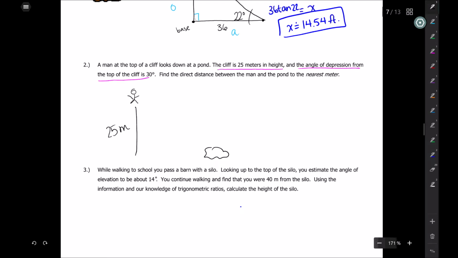So this is where we need to be really careful about how we label in our angle of depression. Okay? Find the direct distance between the man and the pond to the nearest meter.